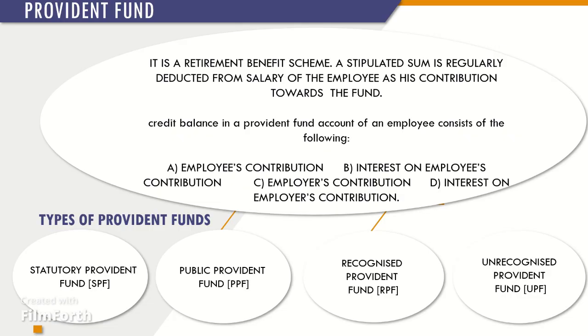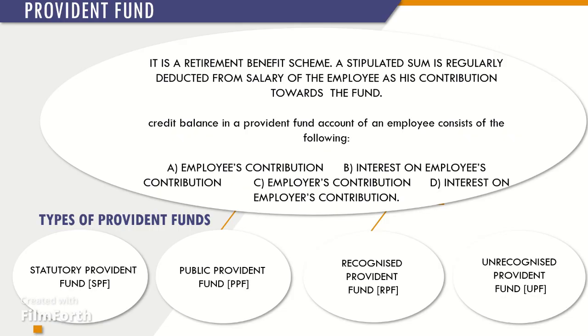Provident Fund. Provident Fund scheme is a scheme intended to give substantial benefits to an employee at the time of his retirement. Under this scheme, a specified sum is deducted from the salary of the employee each month or at regular intervals as his contribution towards the fund. The employer also generally contributes the same amount out of his pocket to the fund. The contributions of the employer and the employee are invested in approved securities. Interest earned thereon is also credited to the account of the employee.